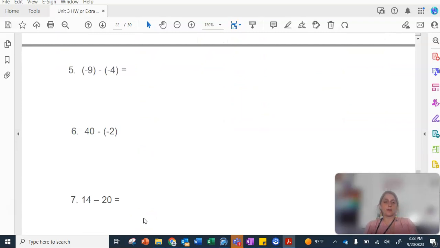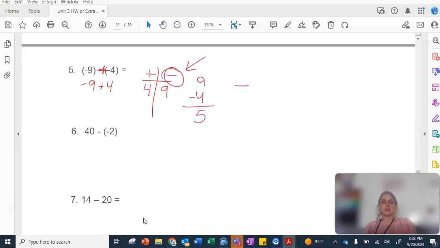We have some integer problems. We have -9 minus -4. Ooh, wait a minute. Minus negative. That is actually a plus. So we have -9 plus 4. That's an adding problem. I can make an integer word chart. 4 positives, 9 negatives. Winner, winner. By how much? Winner minus loser. So my answer is -5.